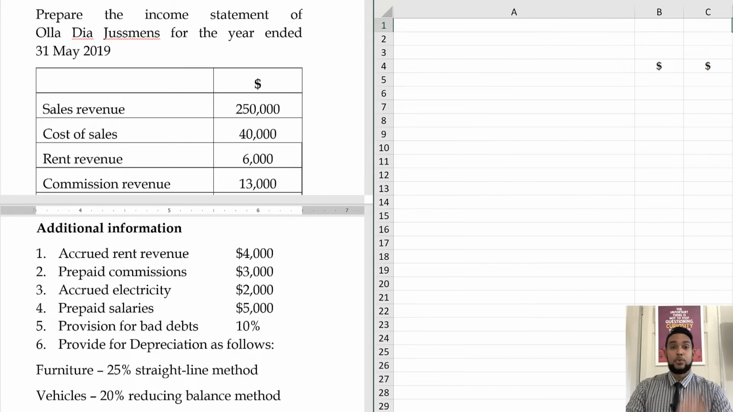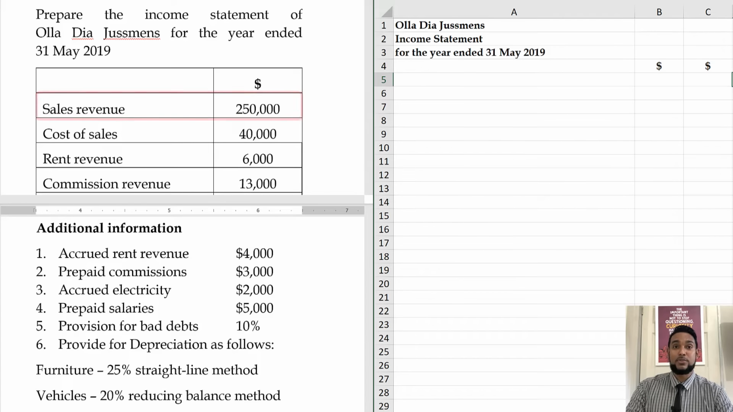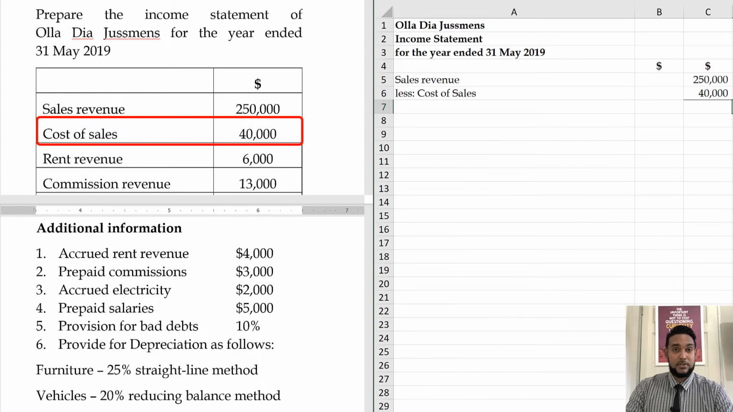Sorry about that. So when we're heading up an income statement, we need the name of the entity, the name of the statement, income statement, and the period to which it applies. In this case, for the year ended 31st May 2019. First item, as per usual, is sales revenue, which in this case is $250,000, from which we subtract our cost of sales, which is $40,000. Sales minus cost of sales, or cost of goods sold, as some of you know it, is gross profit. 250 minus 40 will give us 210.